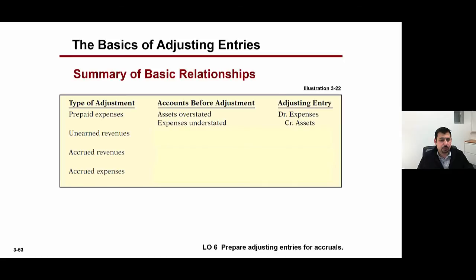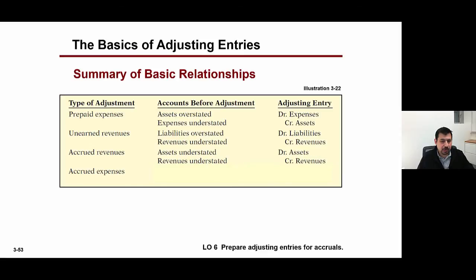For unearned revenue, before the adjustment, liabilities were overstated and revenues were understated. To fix that, we debit liabilities and we credit revenues. That will be the adjusting entry. For accrued revenues, both assets and revenues were understated, so we debit the asset and we credit the revenue. For accrued expenses, both expenses and liabilities were understated, so we debit the expenses and we credit liabilities.